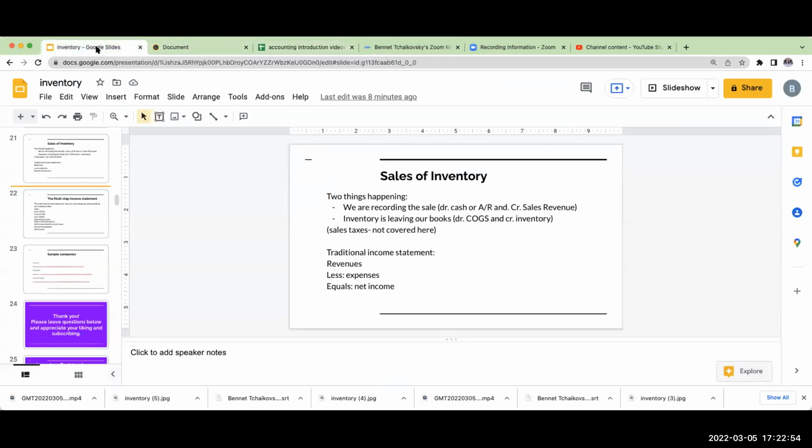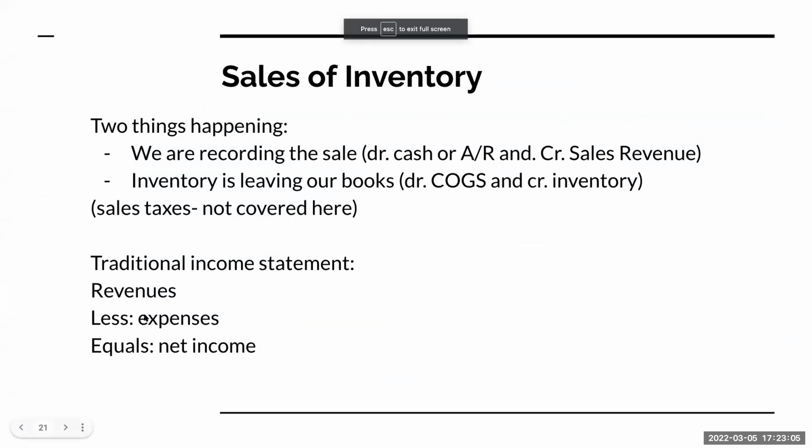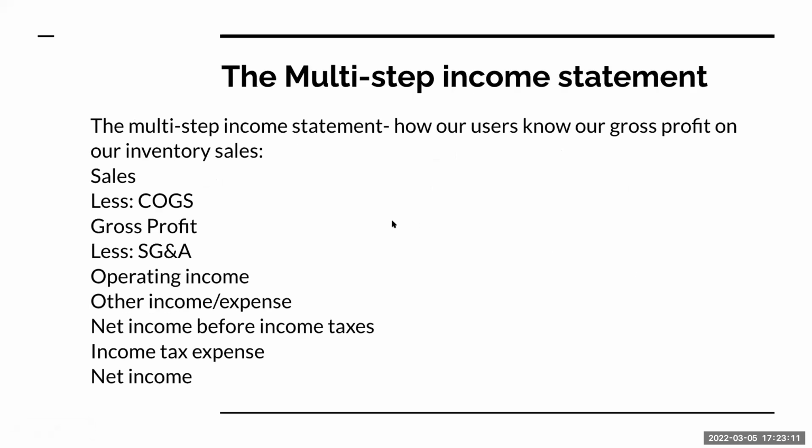The other thing I wanted to introduce in this video is that we're now moving away from what we had earlier, which was our single step income statement, or revenues minus expenses equals net income. We're now going to be looking at our multi-step income statement. At the end of the day, the net income is going to be the same, but we need to show the users of the financial statements how much gross profit we make on our inventory sales. Gross profit, not disgusting profit, but the profit I made by selling my inventory.